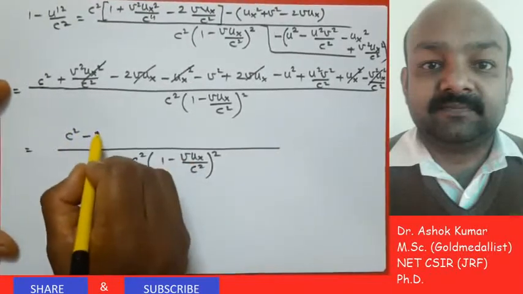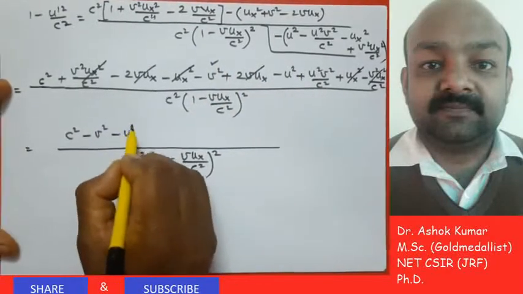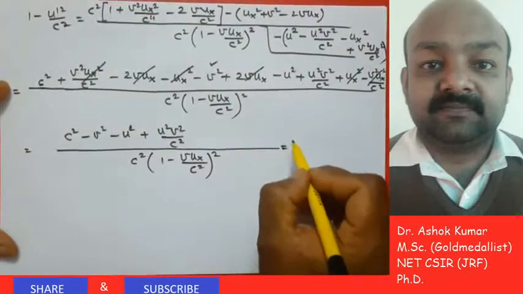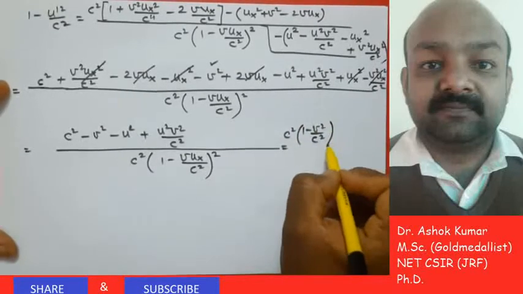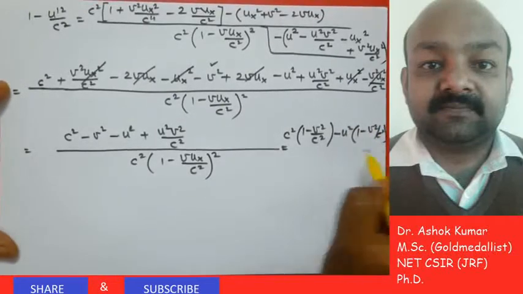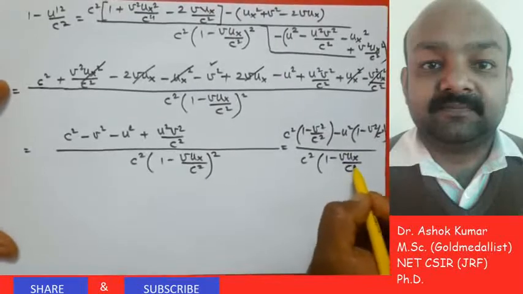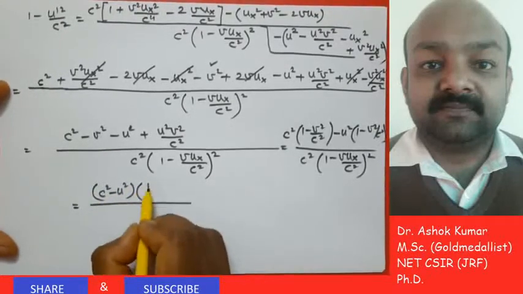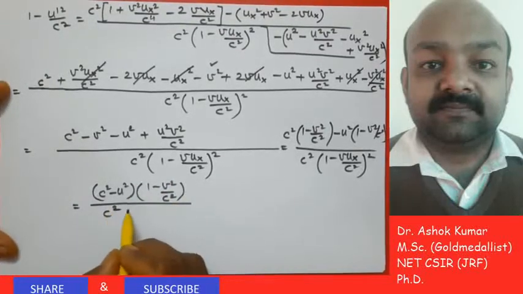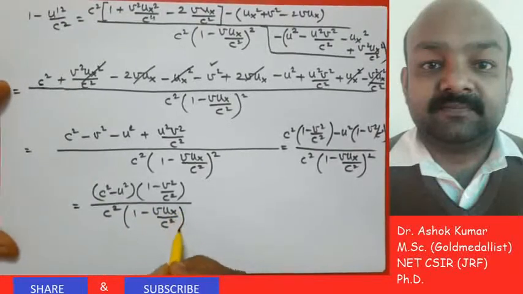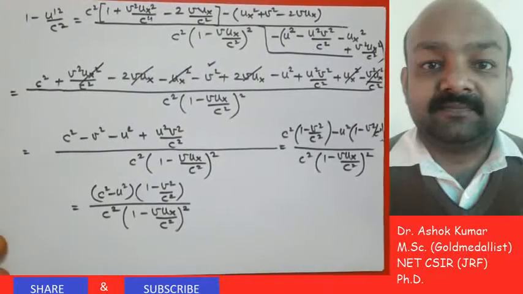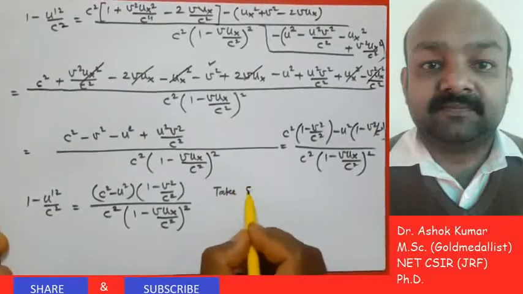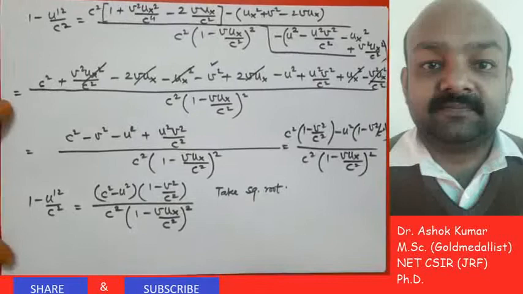C square minus V square minus U square V square over C square. So from this we take common C square minus U square, so this will be... so taking the square root, take the square root on both sides, so we will get this.